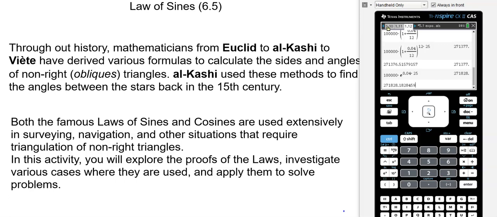So law of sines is what we're learning today. I'm not sure if you learned it before or not. We're going to spend 2 days on it. Tomorrow we'll talk about the tough case of law of sines.